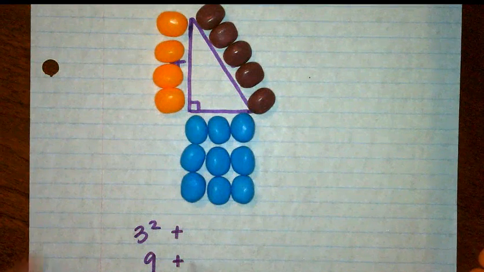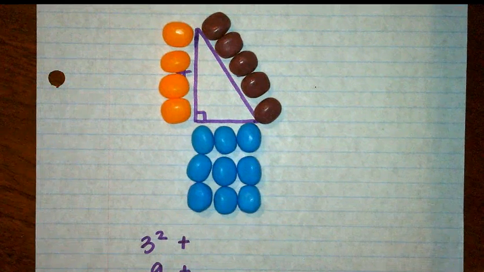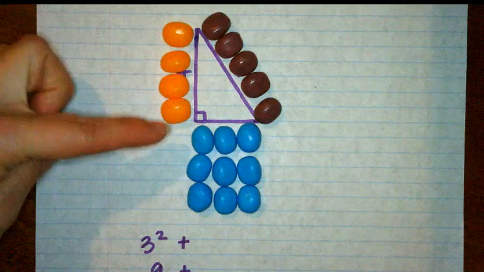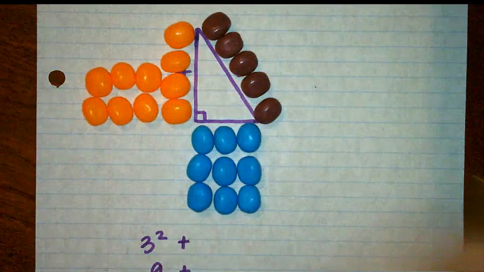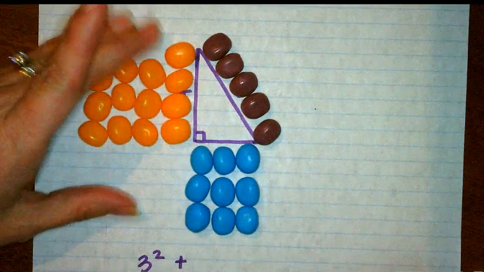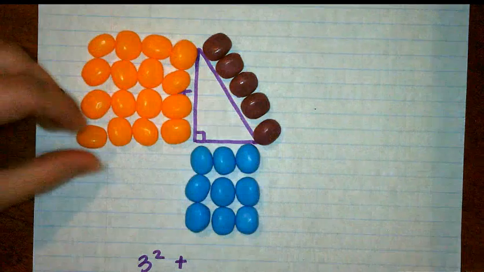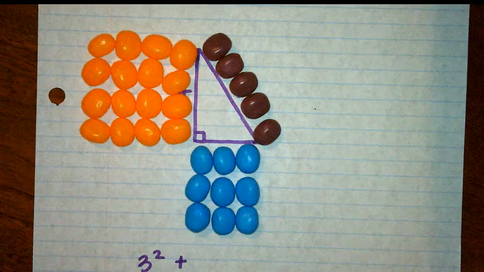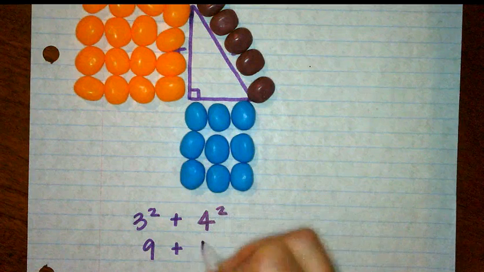Now I'm going to add side b. I need to make a square out of side b. Since this side has 4, the other sides have to have 4 as well. I know you can do the math. If I make a square out of jelly beans over here, I should have 16 jelly beans. So this was 4 squared, and that is 16.